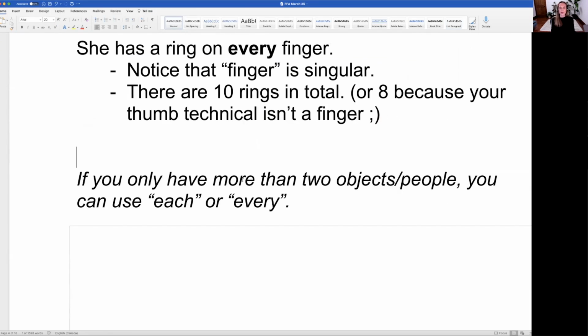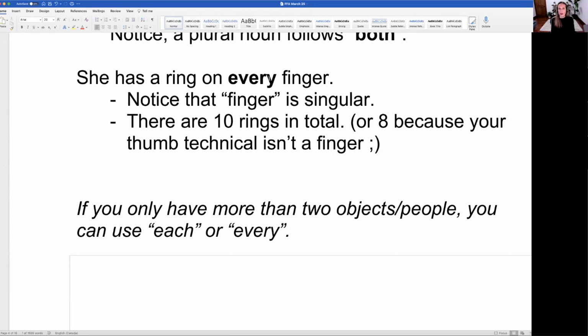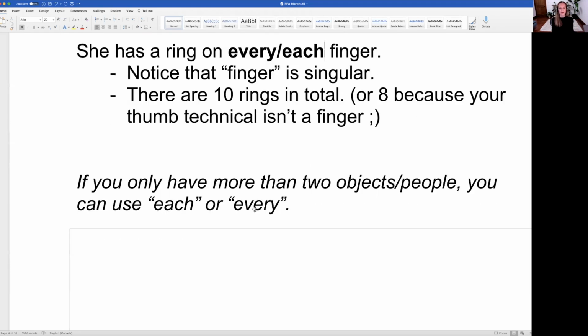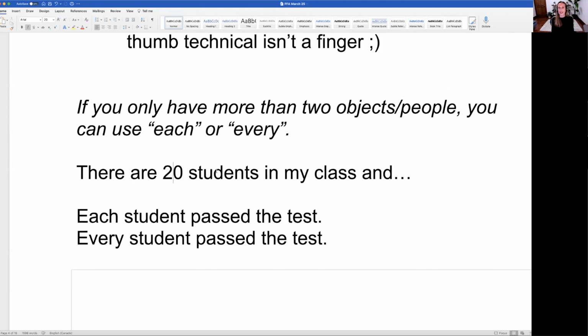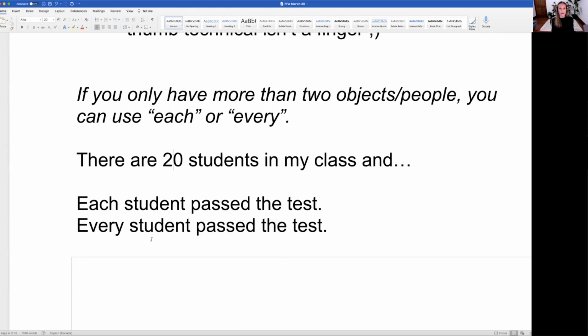So in this case, if you have more than two objects or people, honestly, you can use each or every. So here, I could also say she has a ring on each finger because I have more than 2 fingers. So in that case, you can use each, you can use every. So if there are 20 students in my class, I could say each student passed the test, every student passed the test, and there's really no difference in these sentences. The choice is yours. Just remember to make it singular.